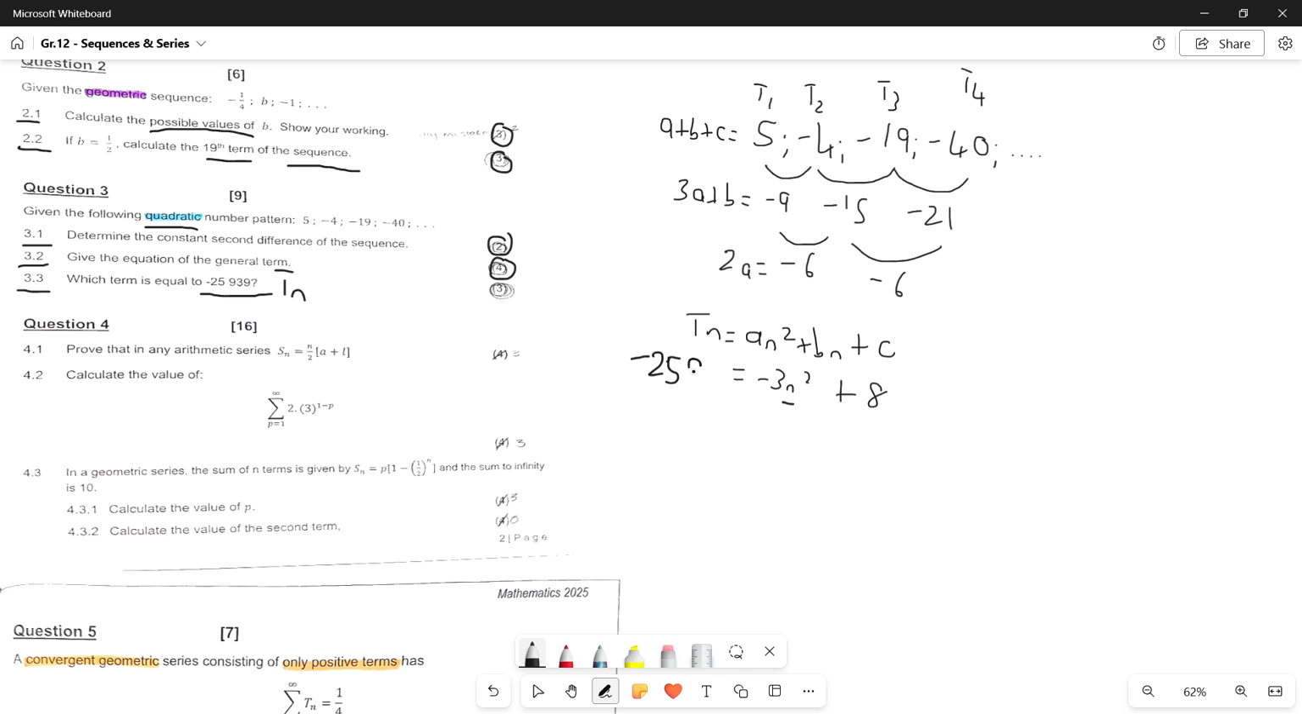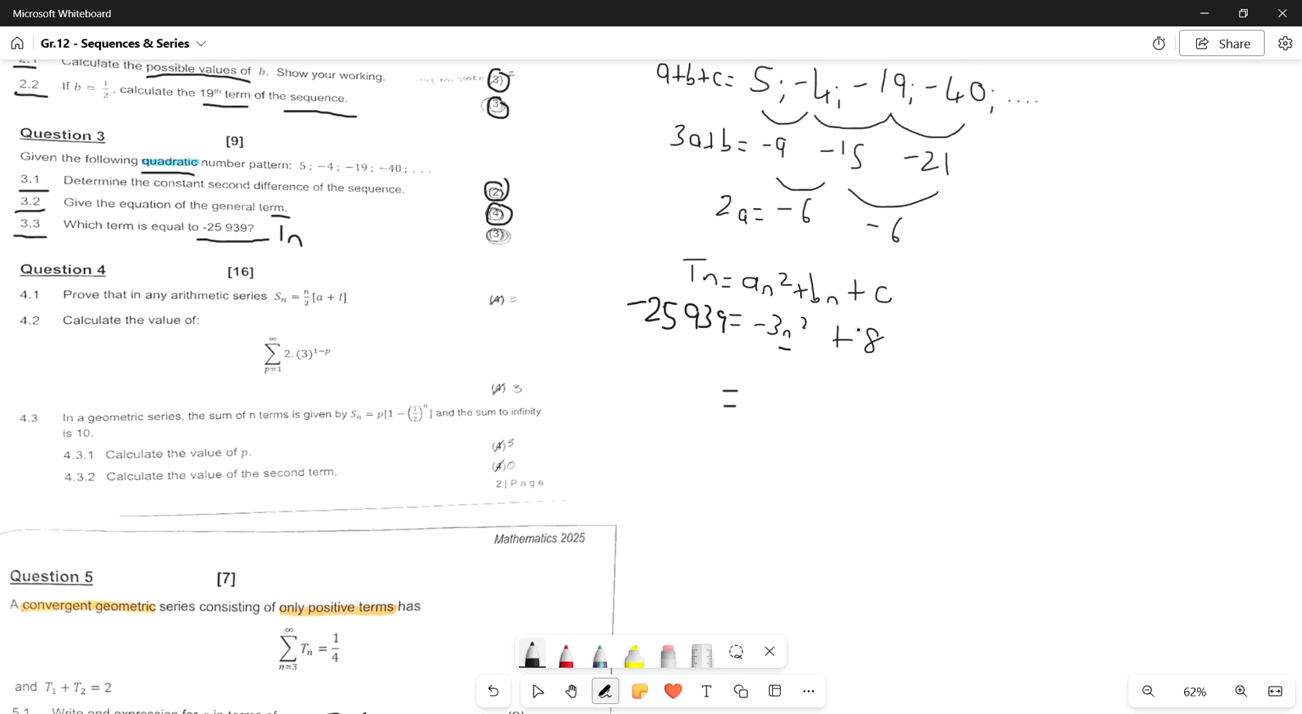So we have -25939, and that equals -3n squared plus 8, the general formula we just calculated. So at this stage, we can take our +8 over and subtract it on this side, and that equals -25947, and this side still equals -3n squared. We can then divide by -3 on both sides, and that equals 8649. So what we're left with is n squared on this side, and then we can go ahead and take the square root of this value, and the square root of 8649 equals 93.